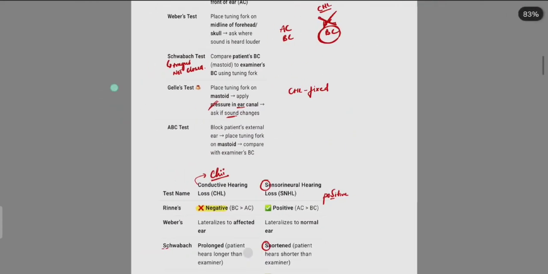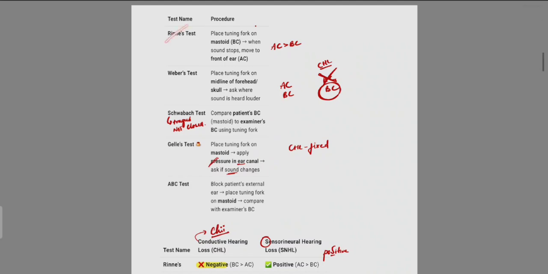Let's quickly revise what we have seen in this page. I saw Rinne's test, which is air conduction more than bone conduction. Then we are going to put it on the mastoid first and then in front of the ear. Then we saw the Weber's test, we are putting it on the middle of the forehead or the skull, where normally you will hear it equal in both the ears, and if it is CHL, it is lateralizing to the affected ear, and if it is SNHL, it goes to the normal ear. Okay.